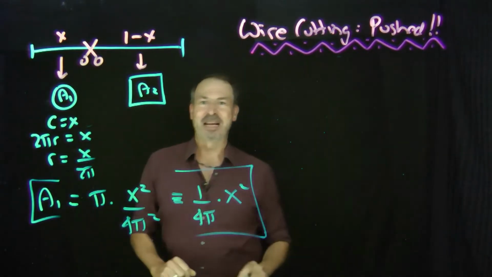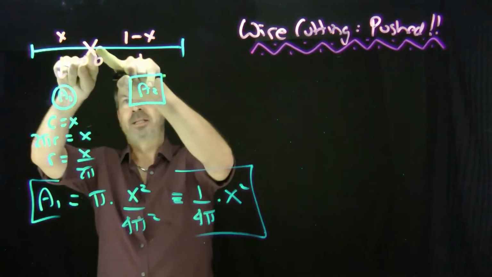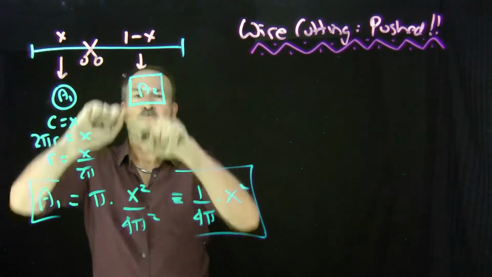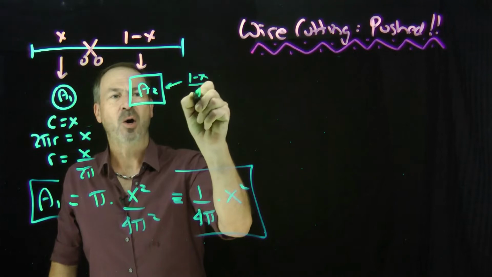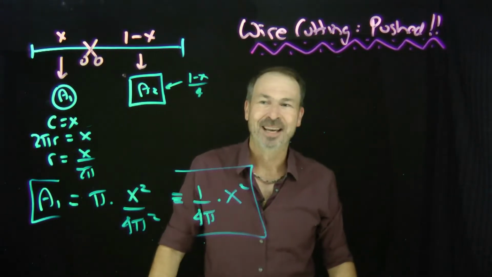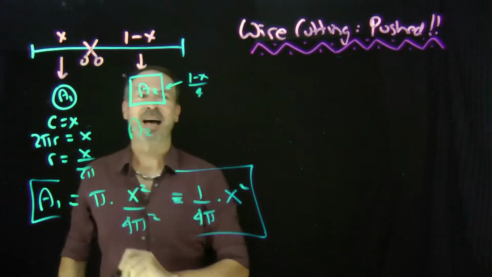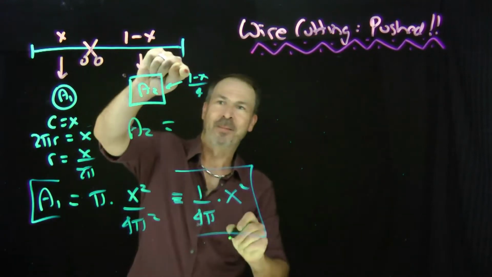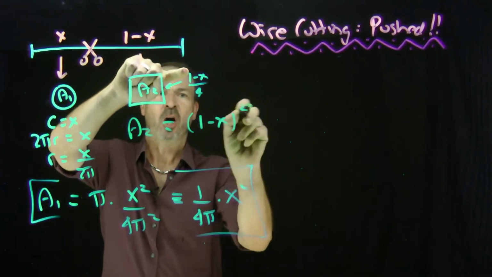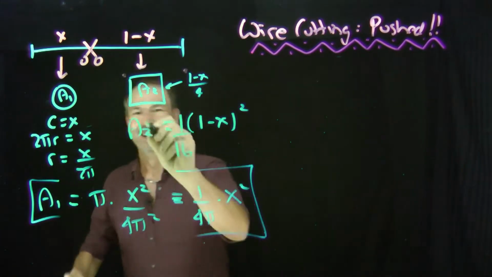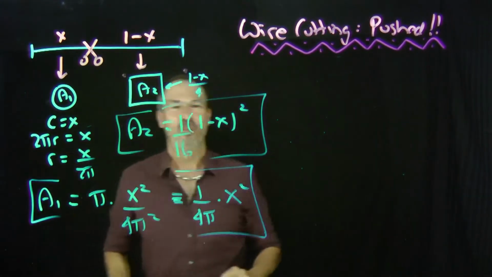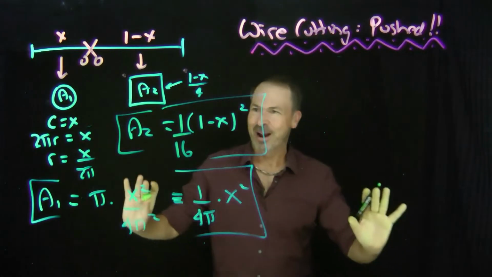Let's do the same thing with the square. I used a length 1 minus x to make the perimeter of that square, in which case one side length must be a quarter of that, 1/4 of 1 minus x. And area of a square is side length squared, so area is going to be 1 minus x squared over 1 over 4 squared, 1/16. There we go. So area 2 is 1/16 of 1 minus x squared. Great, great, great, we're there.